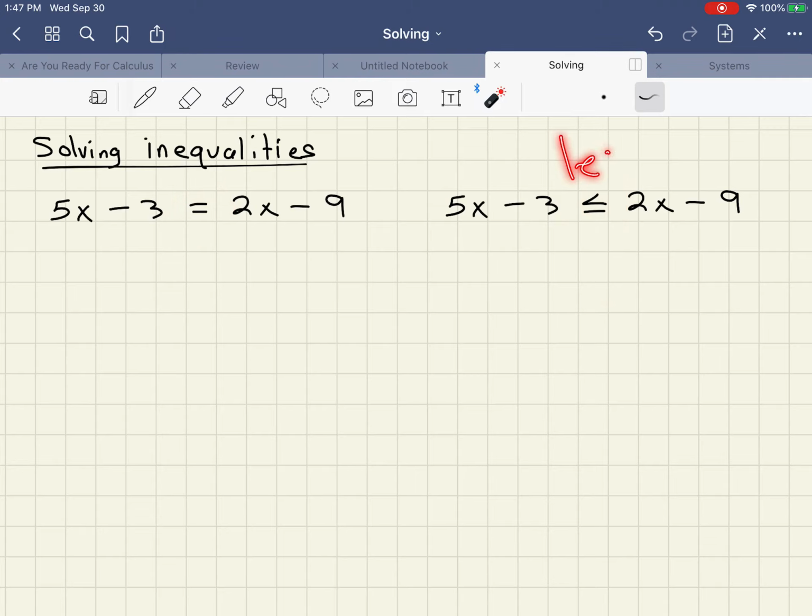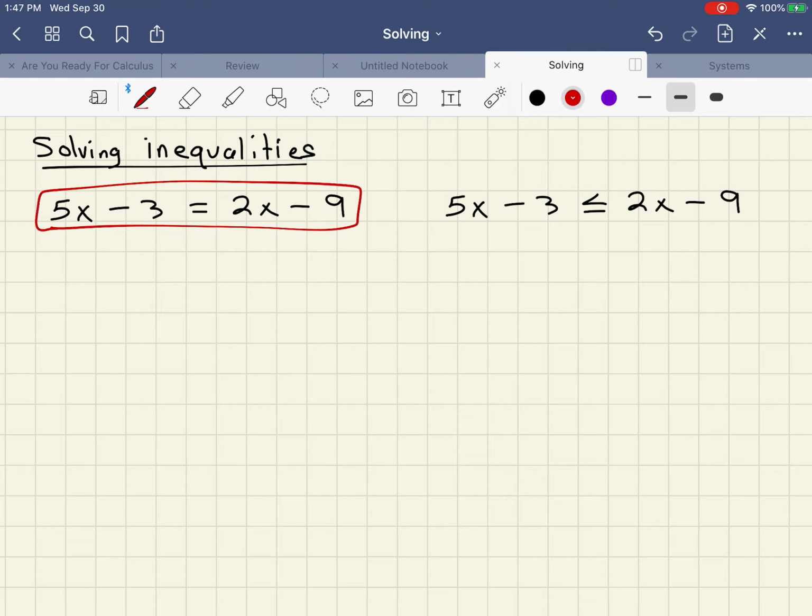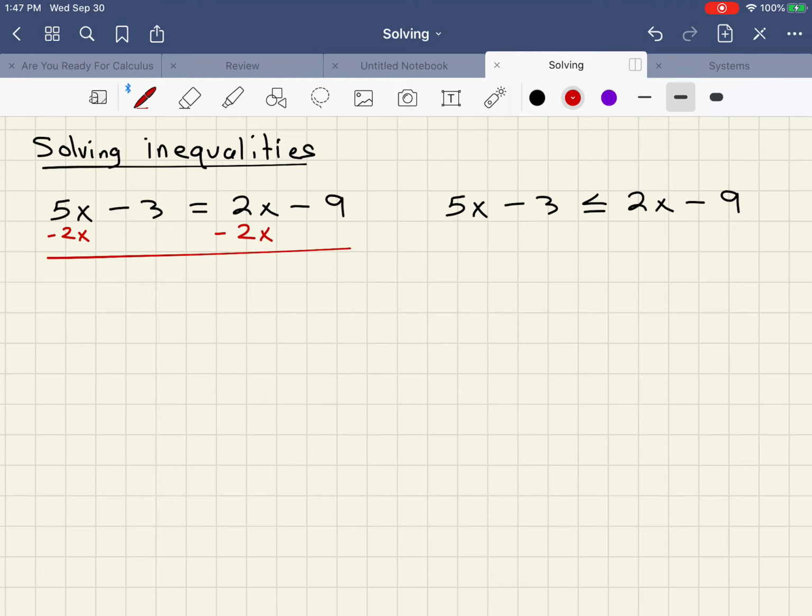This is the less than symbol. Sorry, less than or equal to. So if you know how to solve this equation, then you are almost ready to solve the inequality. So just like an equation, I would subtract 2x from both sides. That would give me 3x minus 3 equals, those 2x's cancel, so I get 9. Minus 9, I almost forgot.